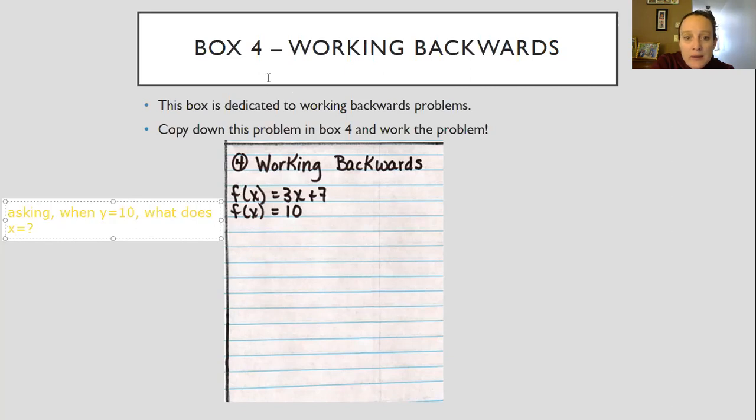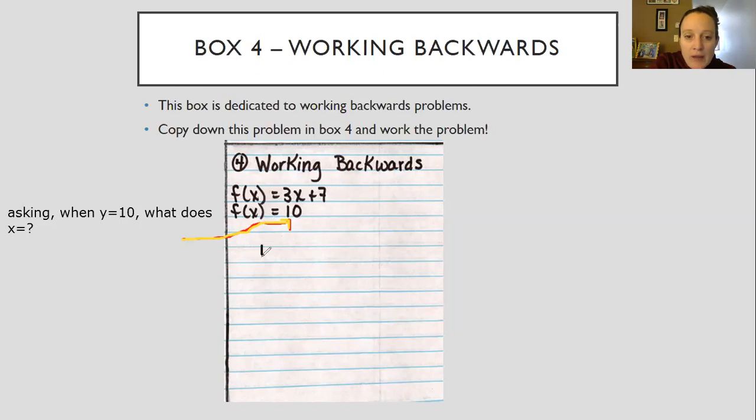So that f of x equals 10 is really that question. What is x when y equals 10? Okay, so it's the same type of question. We're just now going to work backwards. Okay, let's solve this one.